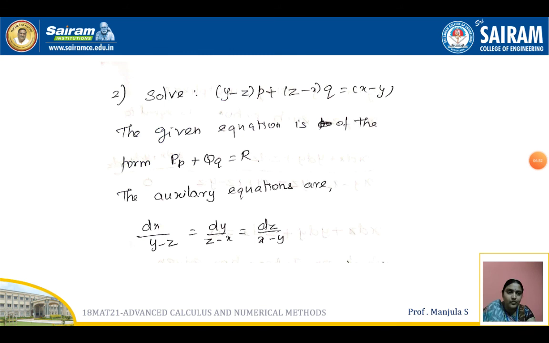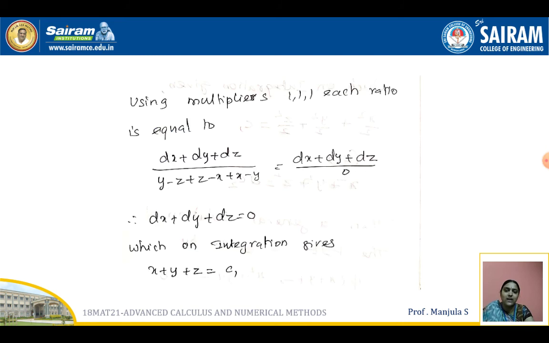So now we'll go for the next problem, that is solve (y minus z) into p plus (z minus x) into q equals x minus y. This is the given question. So the given equation is of the form Pp plus Qq equals R. So first we should write the auxiliary equation: dx by (y minus z), dy by (z minus x) equals dz divided by (x minus y).